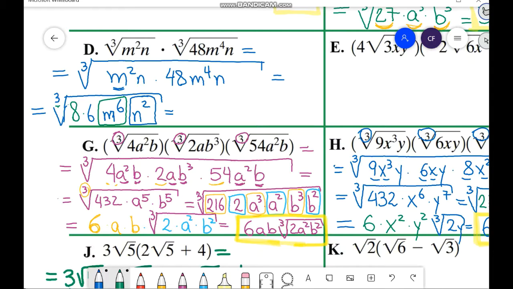See? So everything that's in green you can simplify. Cube root of 8 is 2. Cube root of m to the 6th is m squared. And what is in blue you cannot simplify: cube root of 6 n squared. That is the answer. Well, I think we have just 1 minute.